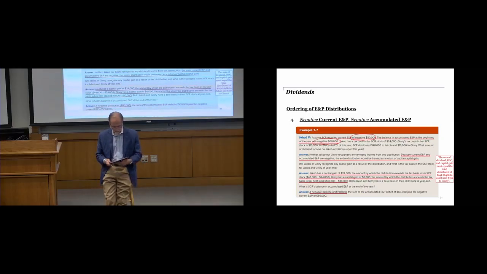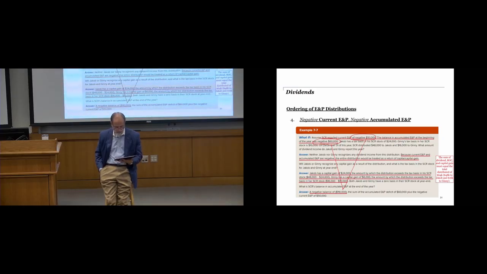And you have to know that the sum of dividend, ROC, and capital gain must equal the total distributed of 56,000. That is 40,000 to Jacob and 16,000 to Ginny. And the third question: what is SCR's balance in accumulated ENP at the end of the year? Answer is a negative balance of 110,000. That is the sum of the accumulated ENP deficit of 60,000 plus the negative current ENP of 50,000.